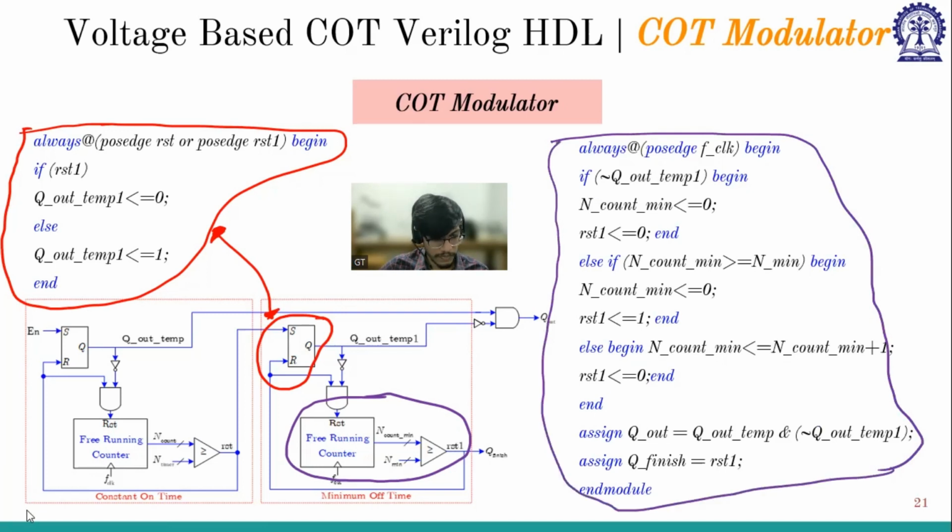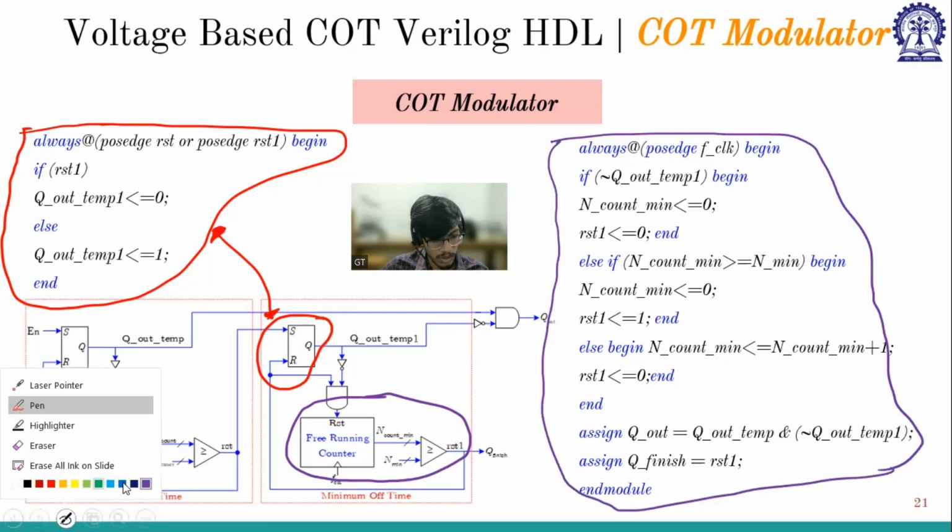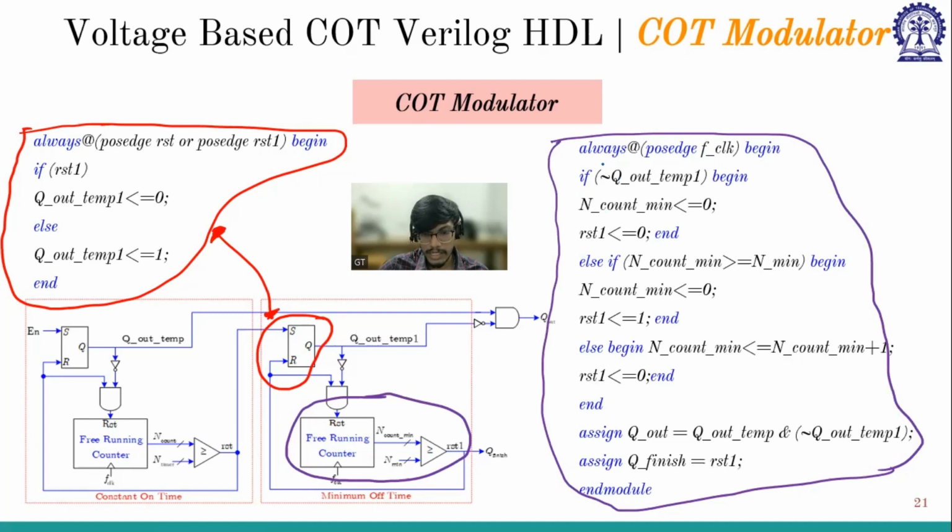See, if we want to show, we have this again reset. If reset is there, it will be reset. Otherwise, it will keep on counting. And this is for the off time counter, minimum off time, I would say. You are able to follow, right?